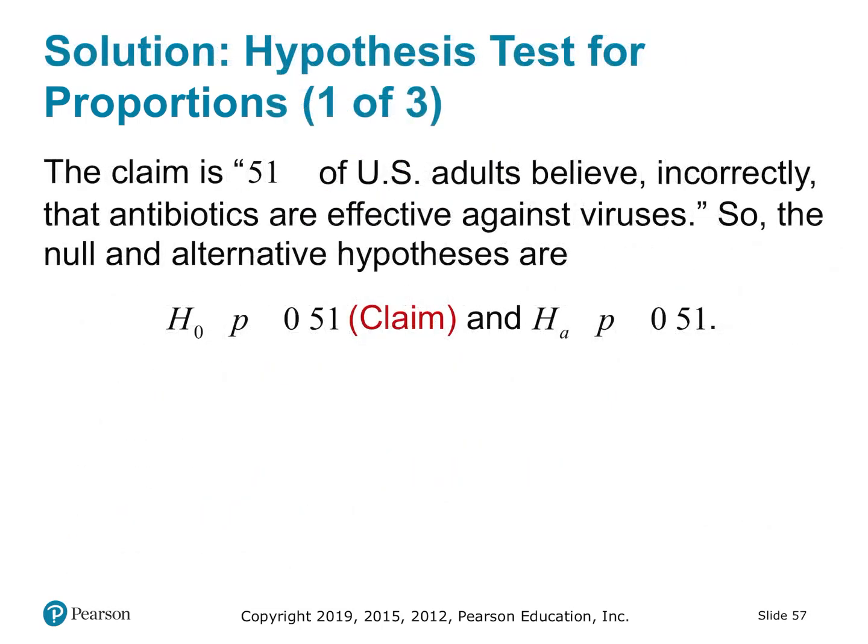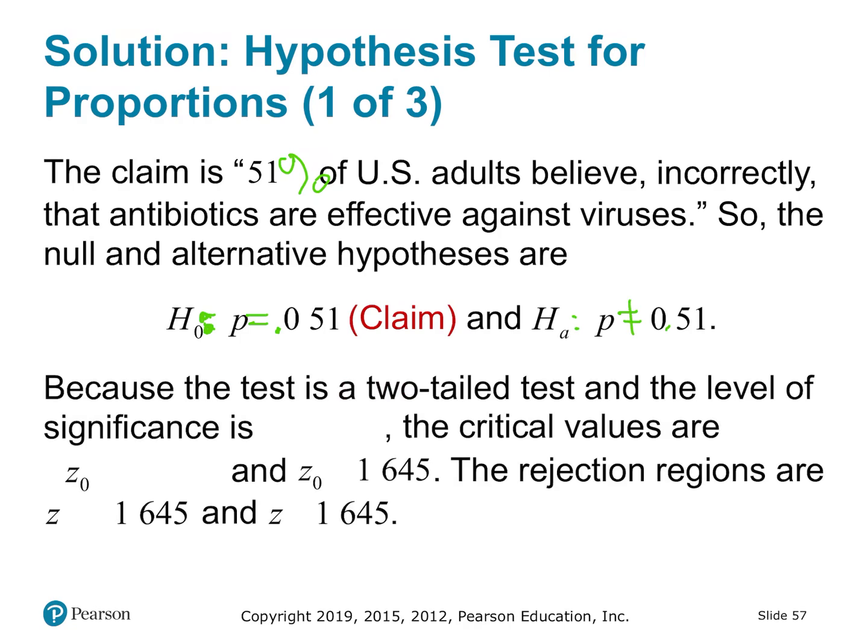No problem. And the claim, 51% of the adults feel that antibiotics are effective against viruses. So going to decimal form, calculator friendly, so H0 colon, p equals 0.51. And we had that different from 0.51, so this is the two-tail test. So just simply put a not equal to sign there. And it's a two-tail test. Level of significance was 0.10, that's alpha. And critical values happen to be minus 1.645 and positive 1.645.